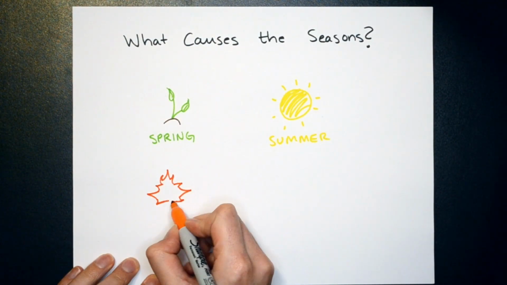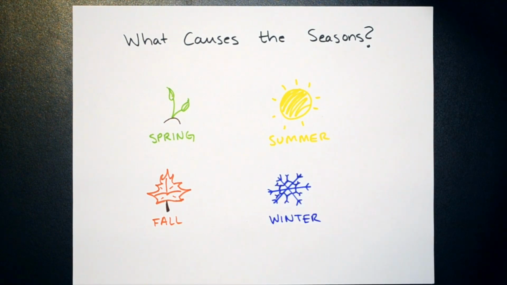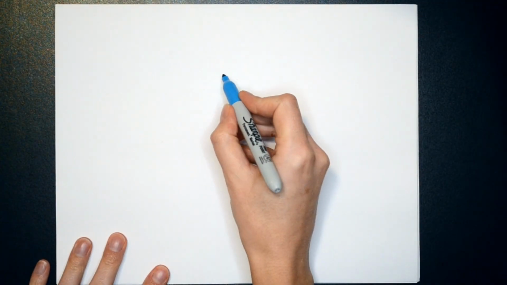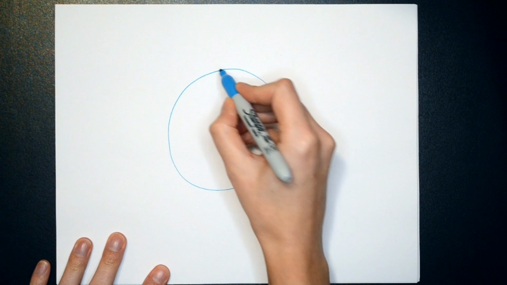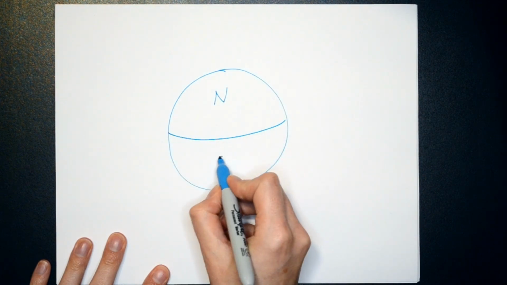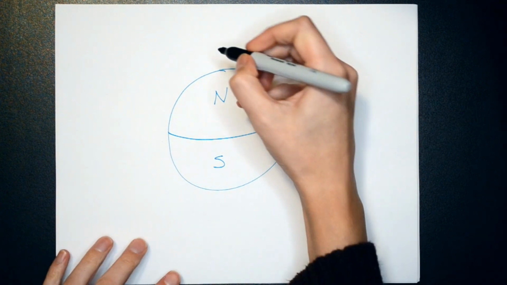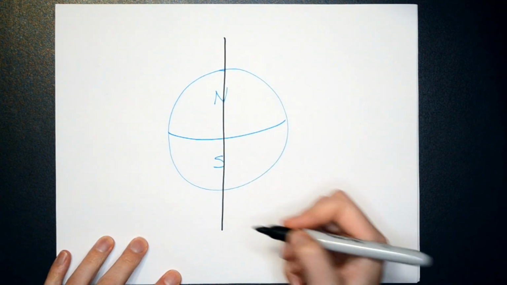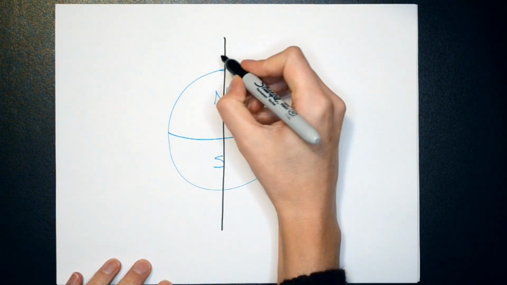Do you know what causes the seasons? If we draw Earth with the northern and southern hemispheres, we can draw a line from the North Pole to the South Pole, and this is the axis through which Earth rotates. This is what gives us days.